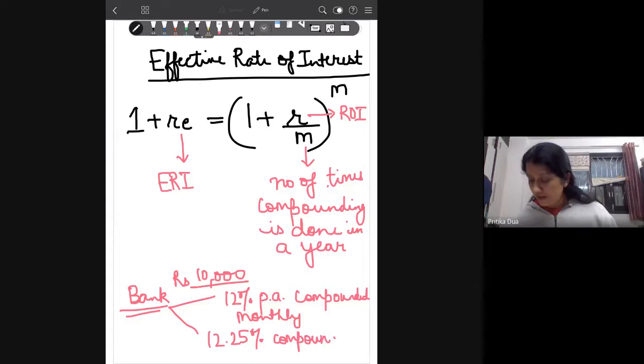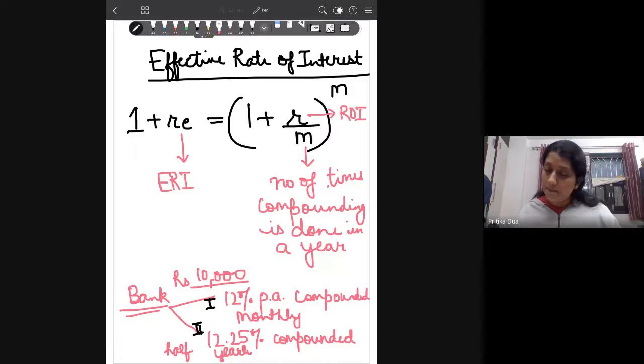So you need to tell the person which of these two options is better for him, to go for option 1, which is compounding monthly of 12%, or option 2, 12.25% compounded half yearly. So how do we solve this question?